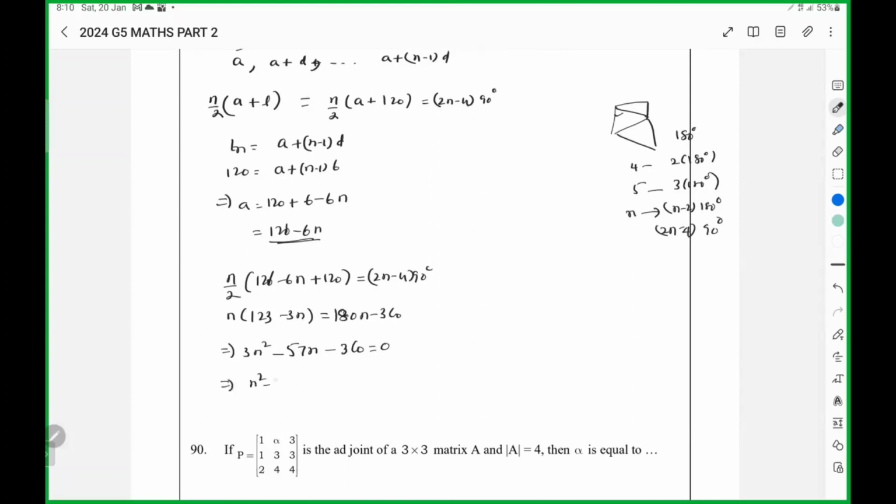n square minus 19n, n square minus 24n. After factorization, n will be 5 because n can't be negative.